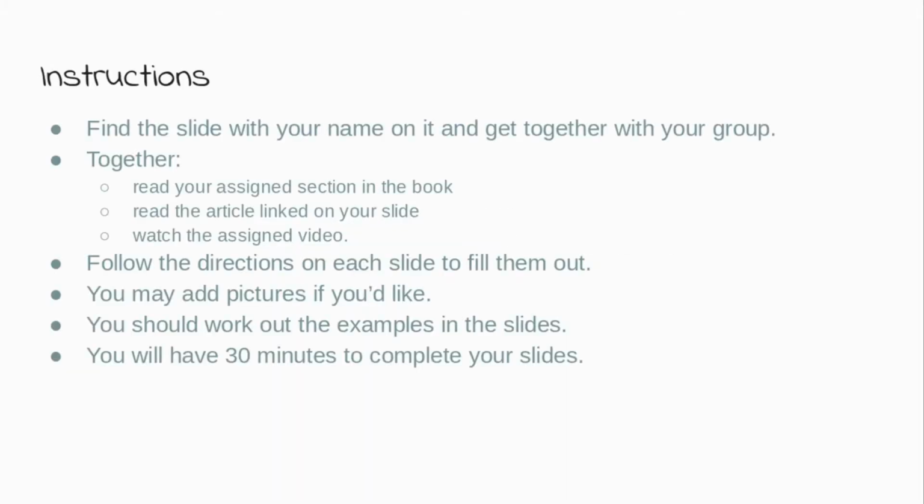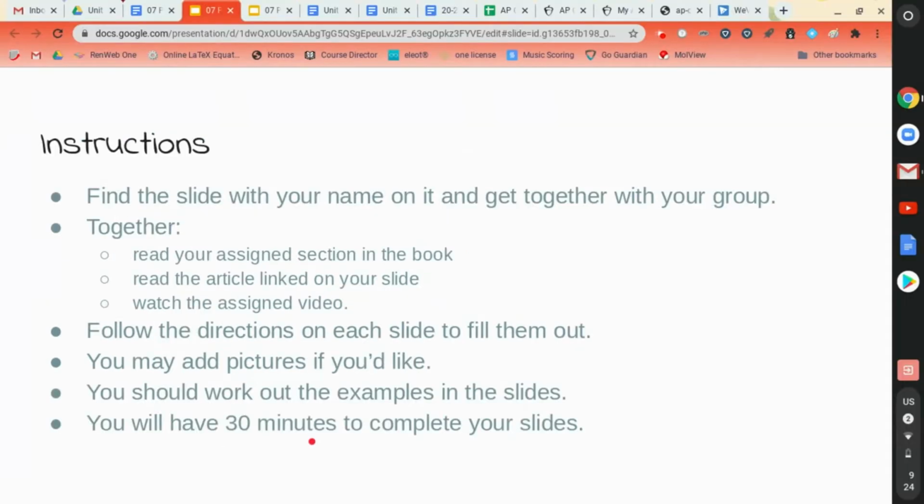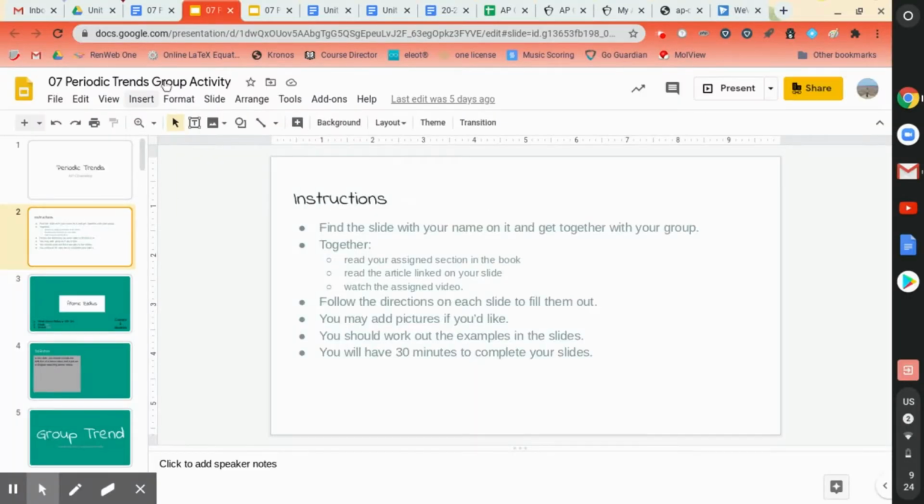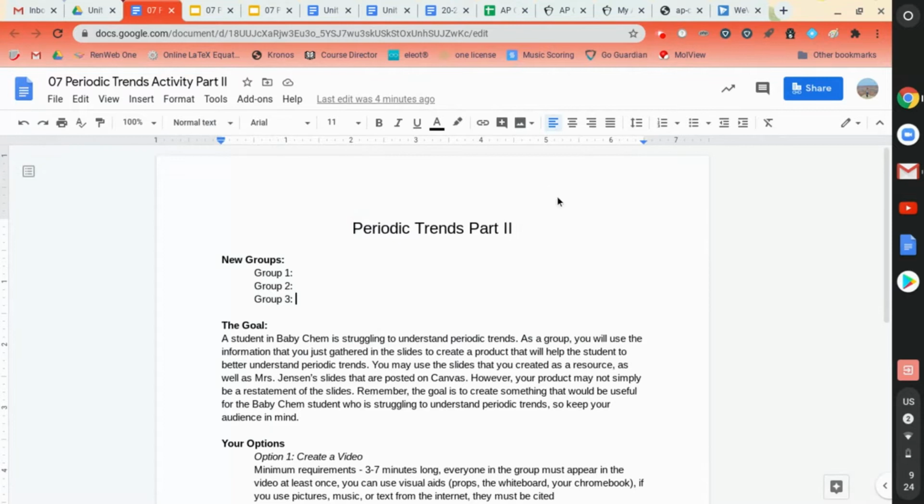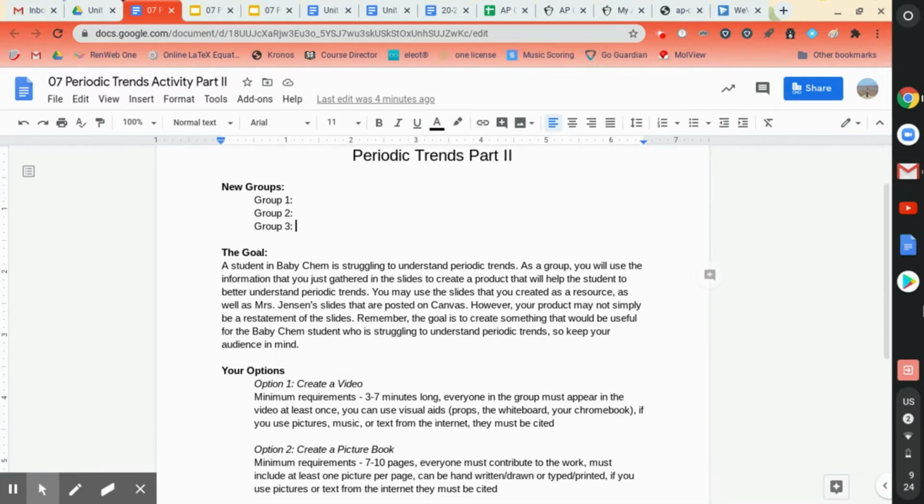Once you are finished with that, you'll look at this second part of the activity. You'll be assigned to new groups here. In this part, you're going to be looking at all of the trends. In the first part, you're just focusing on one trend per group. In this part, each new group will have someone who focused on one of the trends. So you will be able to work together.